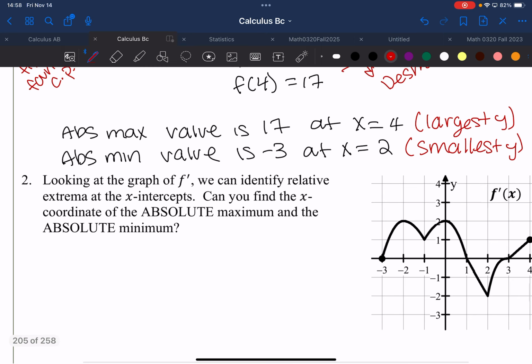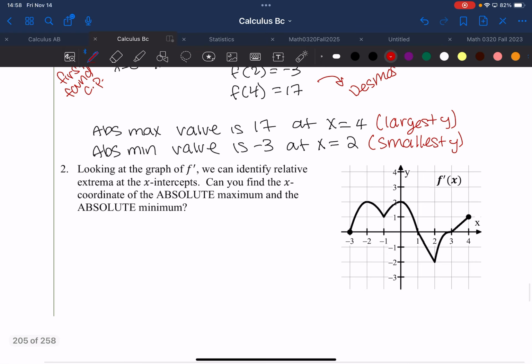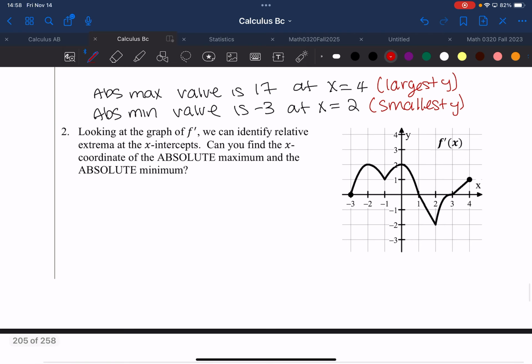Okay. Now it's a little different if we're looking at a graph. So it says, looking at the graph of f prime, we can identify relative extrema at the x-intercepts. Can you find the x-coordinate of the absolute maximum and the absolute minimum? So it's still asking us to find the absolute maximum and the absolute minimum. And then it just told us that since this is the graph of the derivative, we know that all the relative extrema is going to be at the x-intercepts.